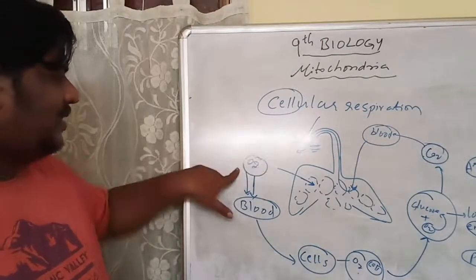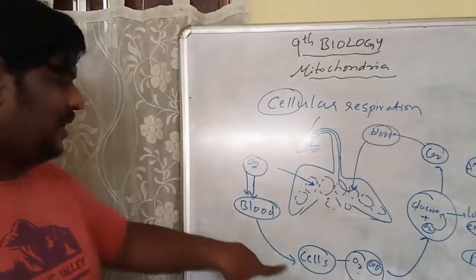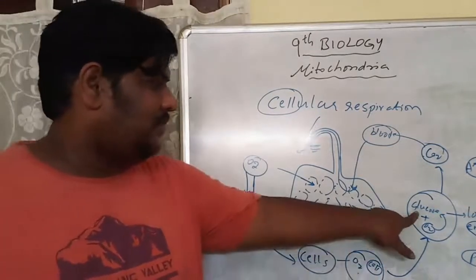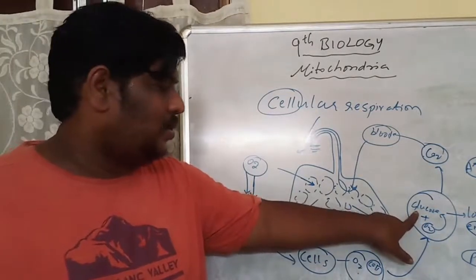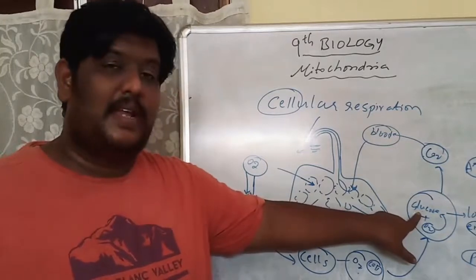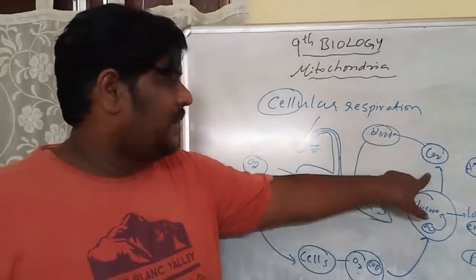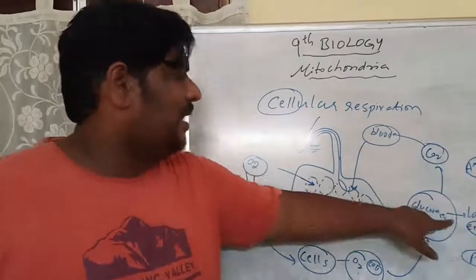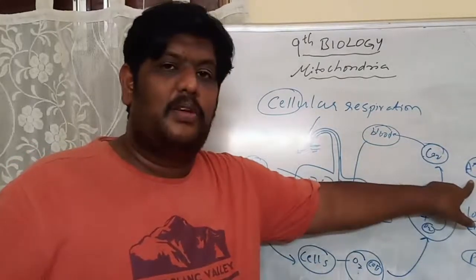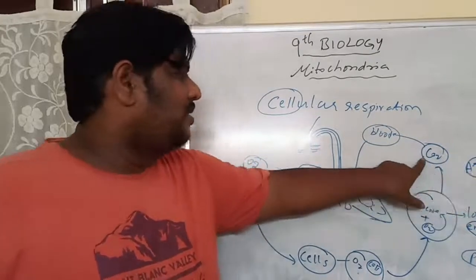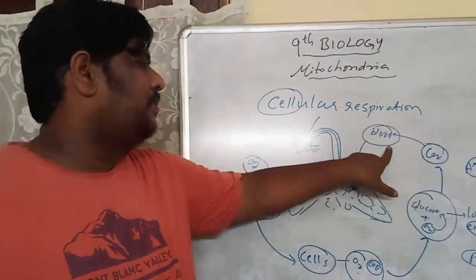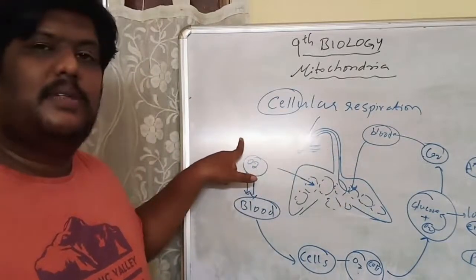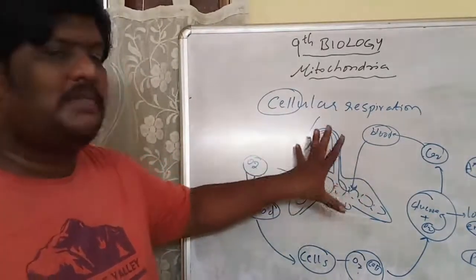Our lungs are taking the oxygen, giving it to the blood, the blood is sending it into the cells, and the cells will take the oxygen and burn or react with the glucose. Then carbon dioxide will be produced, plus a lot of energy, and the energy will be stored in the form of a molecule called ATP. The carbon dioxide will come into the blood, and from the blood it will go to the lungs, and from the lungs it will be released outside. So this is the whole process which is taking place.